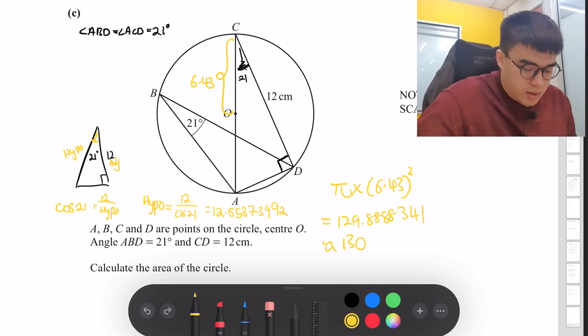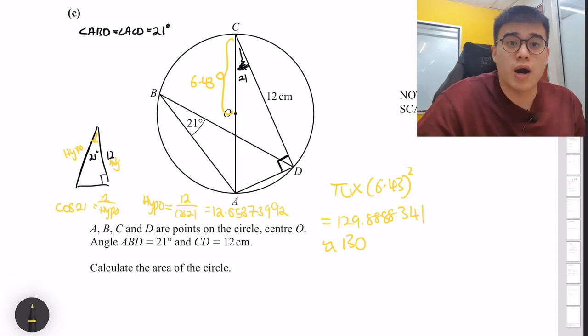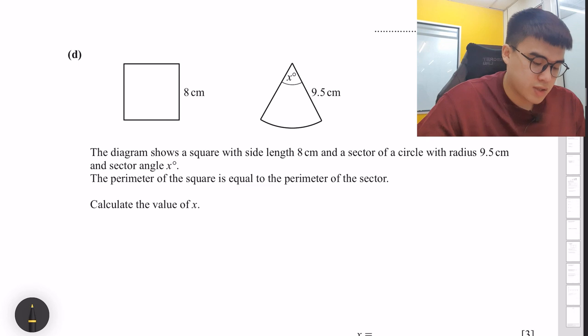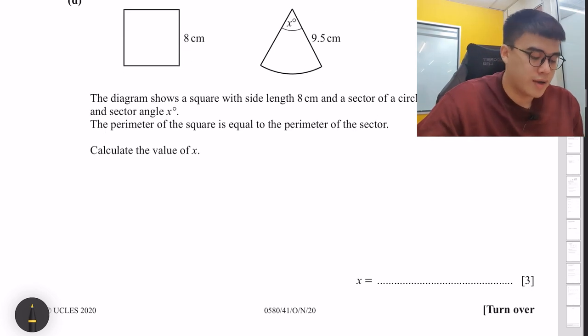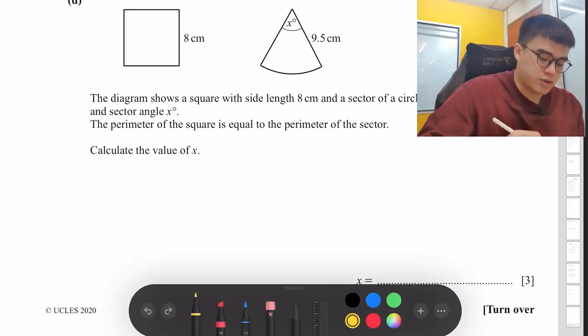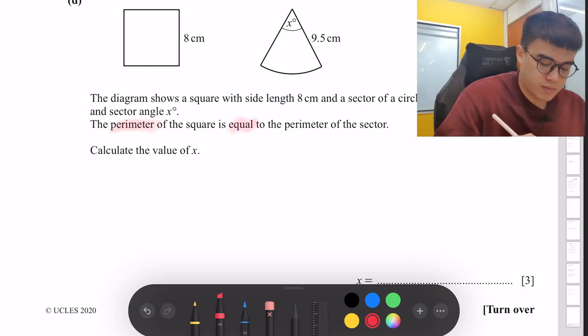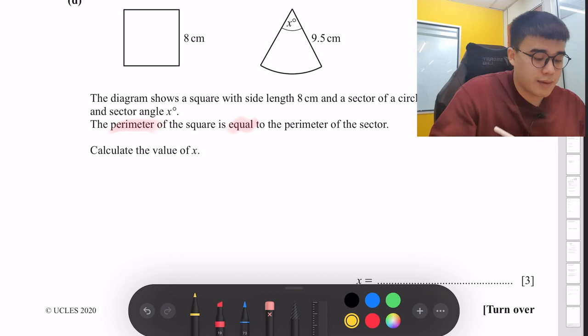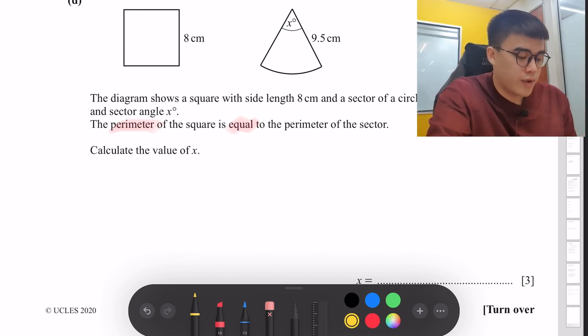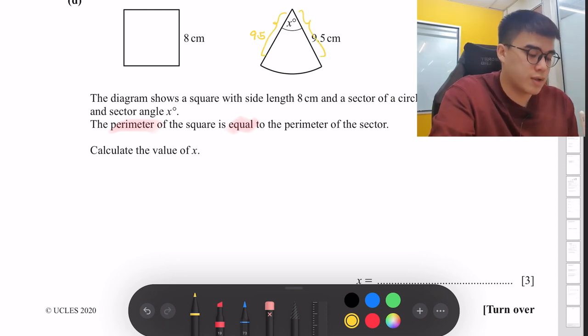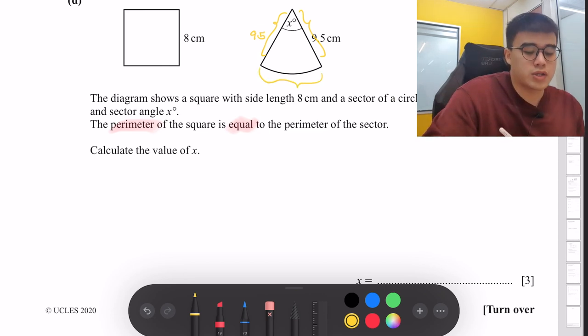Okay, this will be the answer for part C. Moving on, we have question D over here. The main thing they are trying to tell you is that the perimeters are equal. For arc length, please remember you will have to calculate the two radii. This must be included, this must be included, and this part as well, so there are three parts to it.